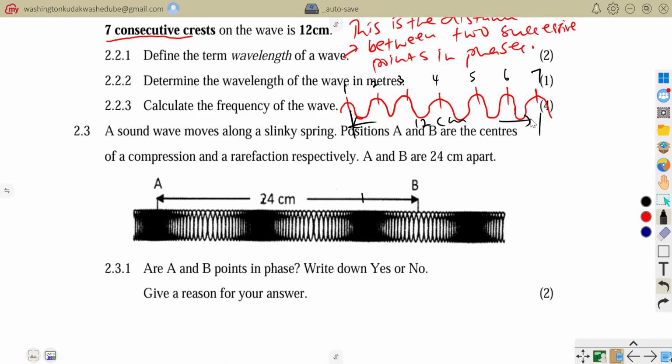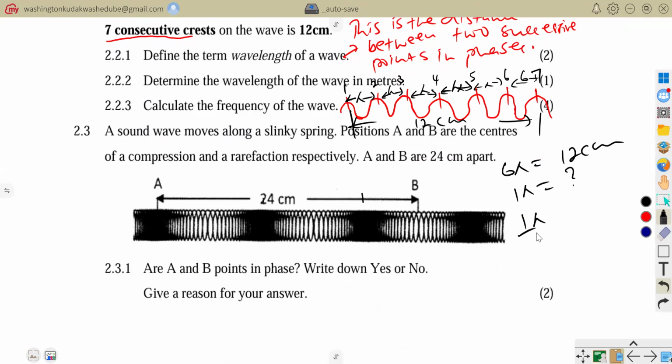And then now they're saying, determine the wavelength of the wave. We know that the wavelength is the distance between 2 consecutive crests. So here, how many wavelengths do we have? We can calculate: 1, 2, 3, 4, and then the other one will be here, 5, the other one will be here, 6. So we have got 6 wavelengths. And those 6 wavelengths are equal to 12 centimeters. What would be equivalent to 1 wavelength? That is the distance that you are looking for.